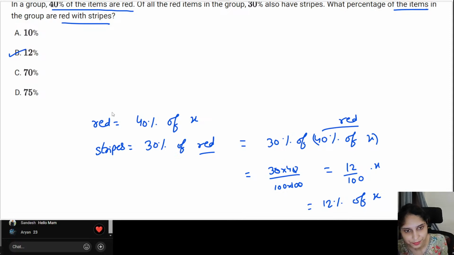Got it? Because 30% is going to be 30 over 100, 40% is going to be 40 over 100. So it's 12 over 100 times X. So what percentage? Percentage is 12%. I hope this concept is also clear. You have to do chained multiplication whenever you have percentages of this, percentages of that.